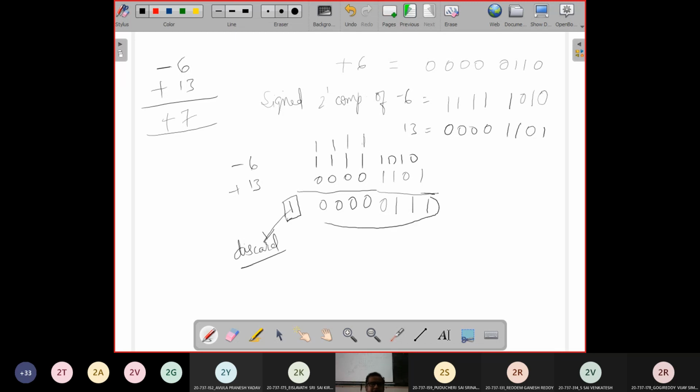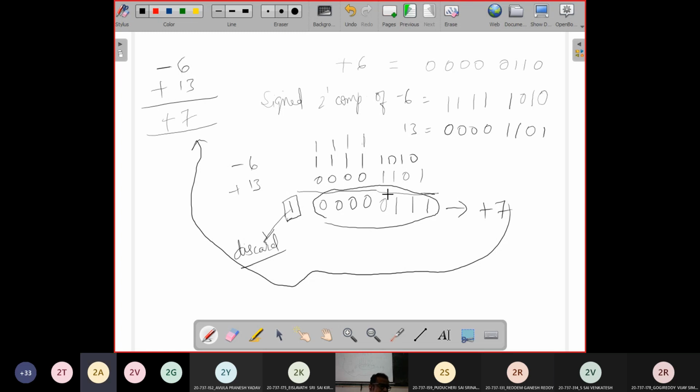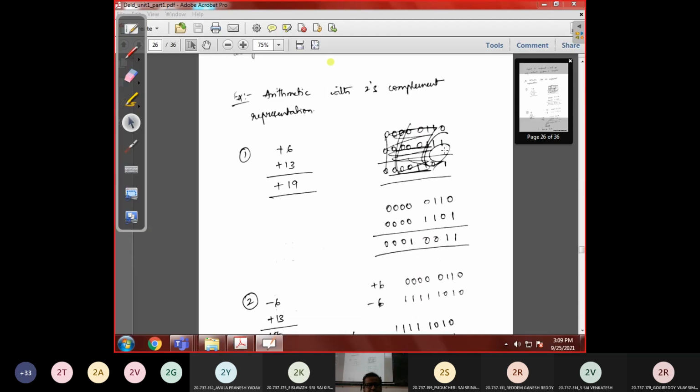And what is the answer you got? It is the binary representation of plus 7. Do you agree? So is my answer matching with the answer we expected? This is how the system does it internally. Am I clear? It discards the last end carry that is generated, and whatever remains in the result forms the answer for us. Am I clear, guys? That is how arithmetic operation is performed.